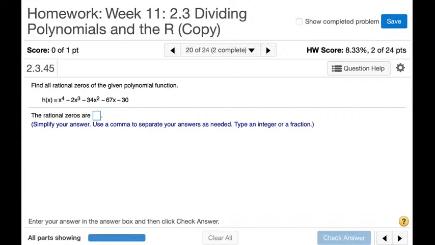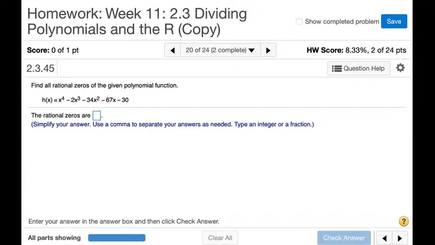Okay. Let's do the Descartes rule of signs test as quickly as we can. So then h of x, we got this x to the 4, 2x cubed, 34x squared, 67x, 30. Count the sign changes. There's only one sign change. Okay. So that means we have one possible positive zero.